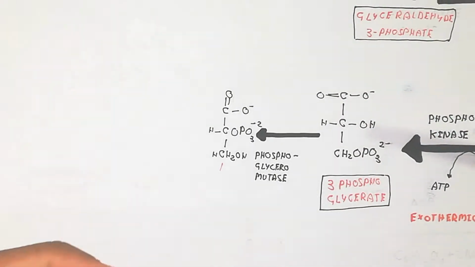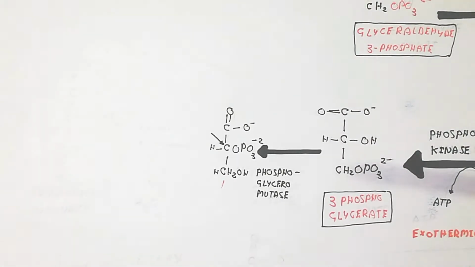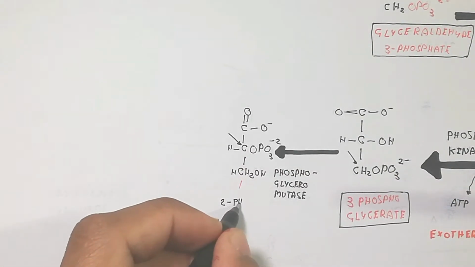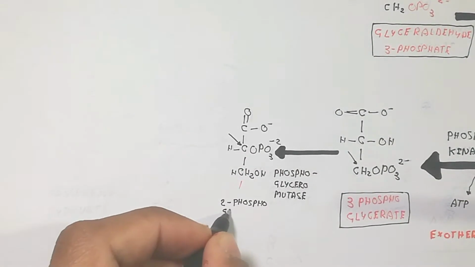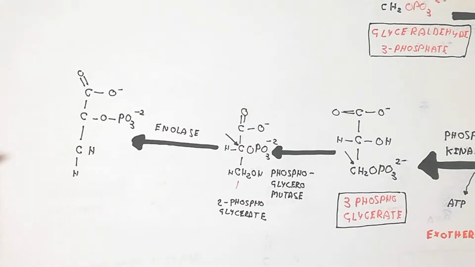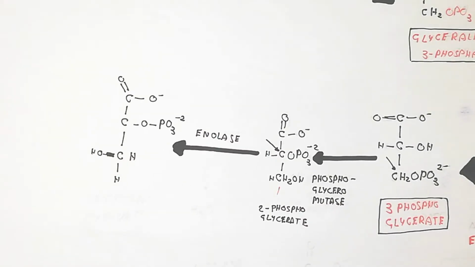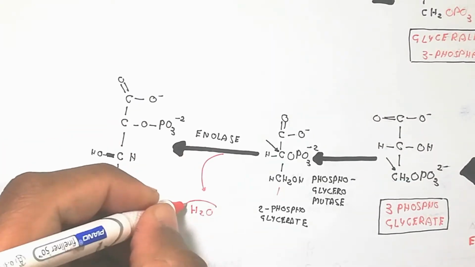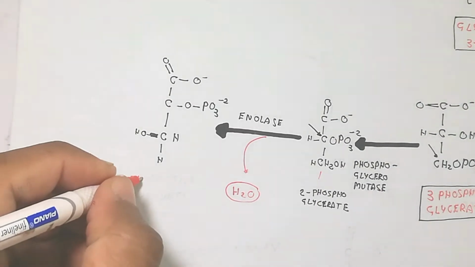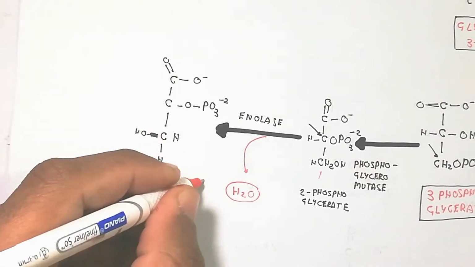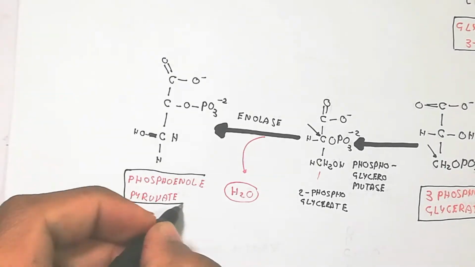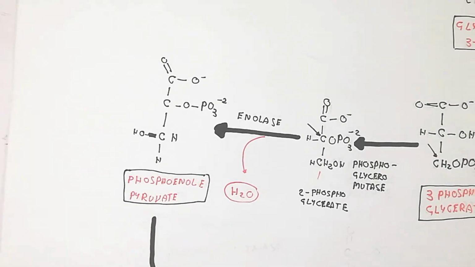And next is the phosphoglycerate mutase enzyme, used from here, carbon number 2, to here, carbon number 3, which changes the position of the phosphate, to convert 3-phosphoglycerate into 2-phosphoglycerate. So it is known as phosphoglyceromutase enzyme, which changes the functional unit of the molecule.